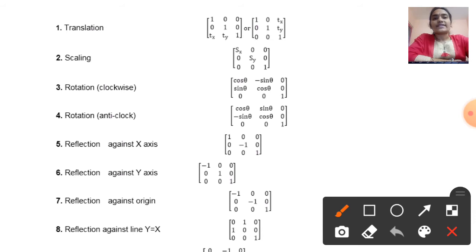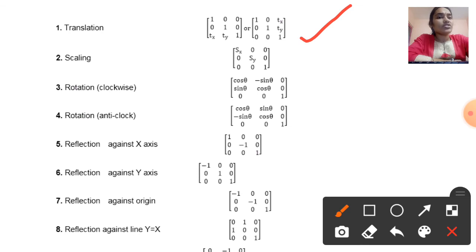First one is your translation. Translation in a 2D matrix is 1 0 0 1 tx ty, but in a 3x3 matrix it is 1 0 0, 0 1 0, tx ty 1. Also in row vector form, and also in column vector form. These two forms we will get. Now let us discuss scaling.